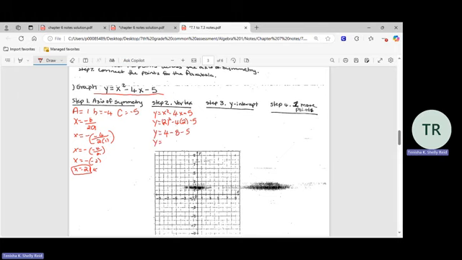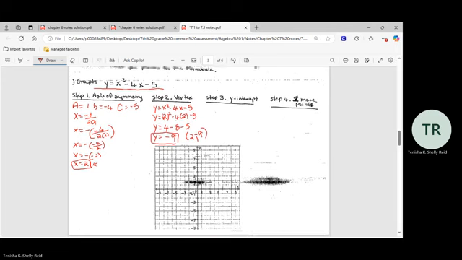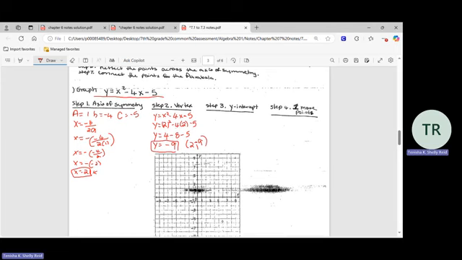So y is equal to 4 minus 8 minus 5, and that's going to give us negative 9. So my vertex is 2, negative 9. My y-intercept, easy, I can figure out it's negative 5.